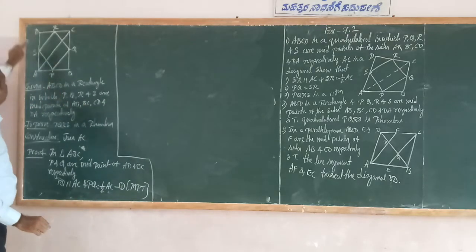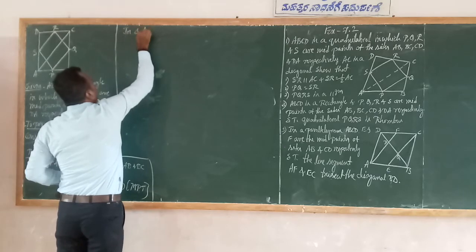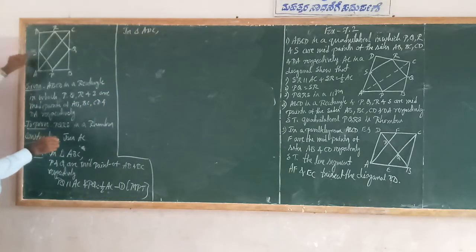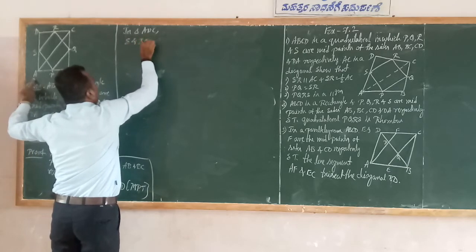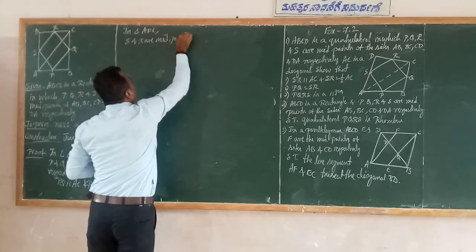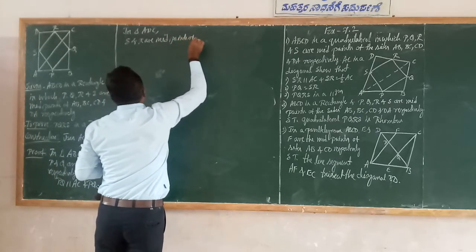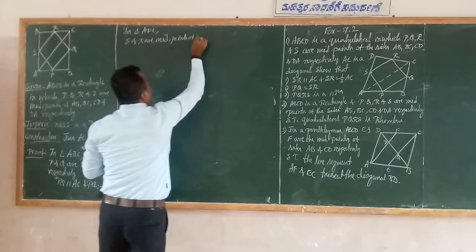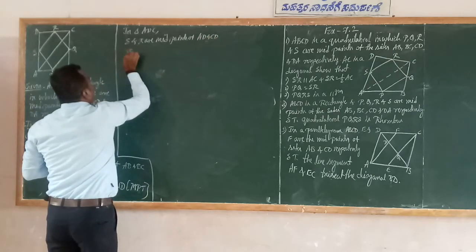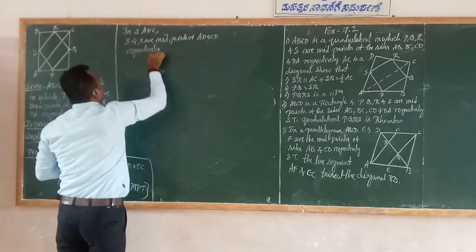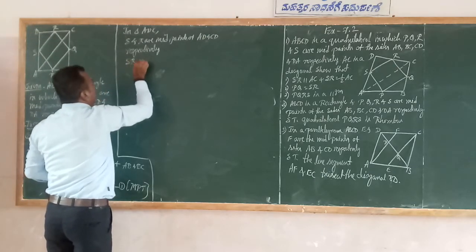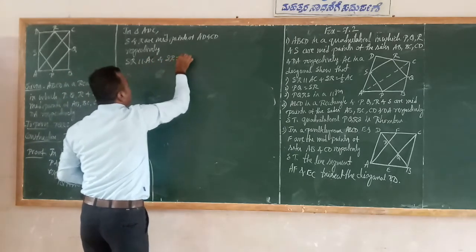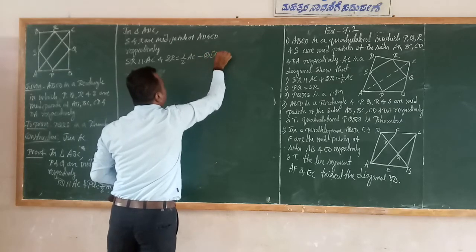Next, we have to consider triangle ADC. In triangle ADC, S and R are the midpoints of AD and CD respectively, correct? In that, we use this MPT. S and R are the midpoints of AD and CD. Therefore, automatically SR is parallel to AC, and SR is equal to half of AC, equation number 2, again by the condition of MPT.